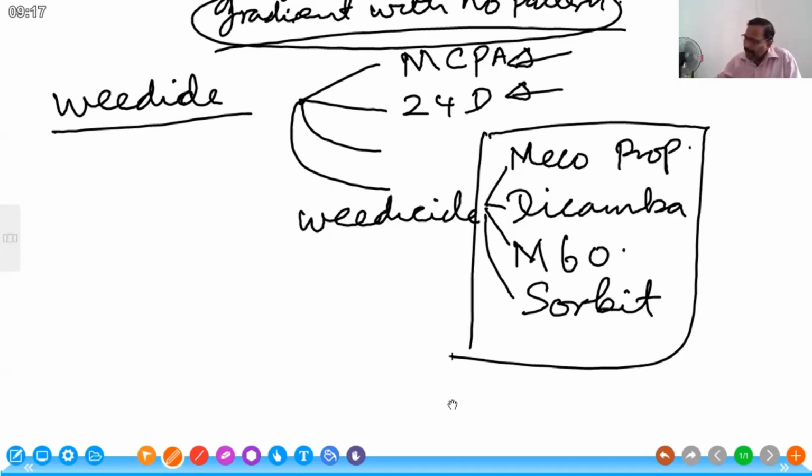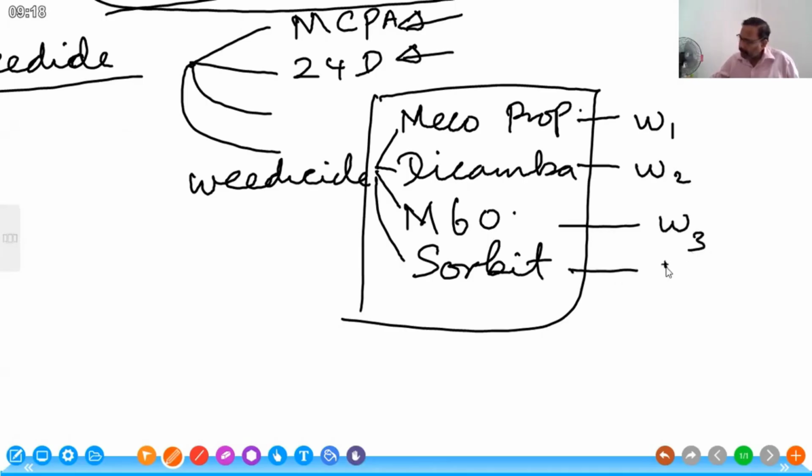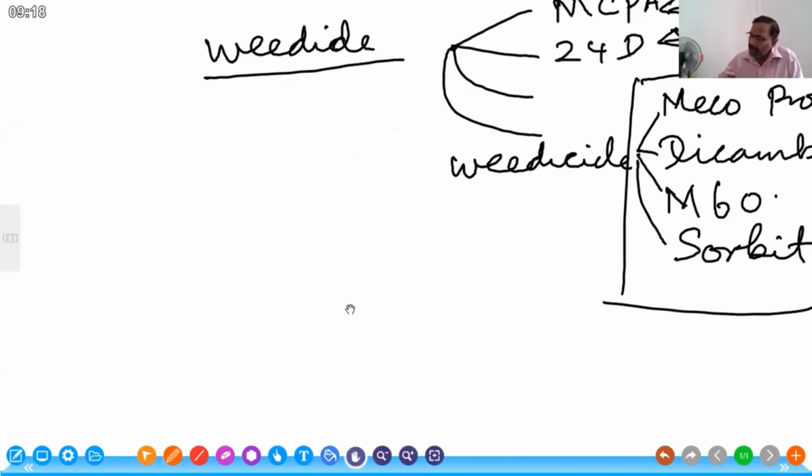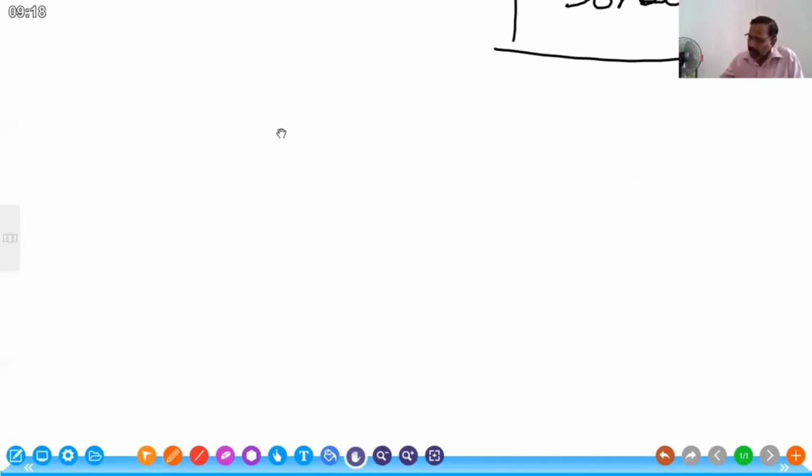So now writing down is difficult, so I will rename these as W1, W2, W3, W4. If I say W1, it is Mecoprop. W3 means M60. W2 means dicamba. Then W4 means Sobit. Right? I'm going to use these names. Now I'm going to explain an experiment. Now I have a field.